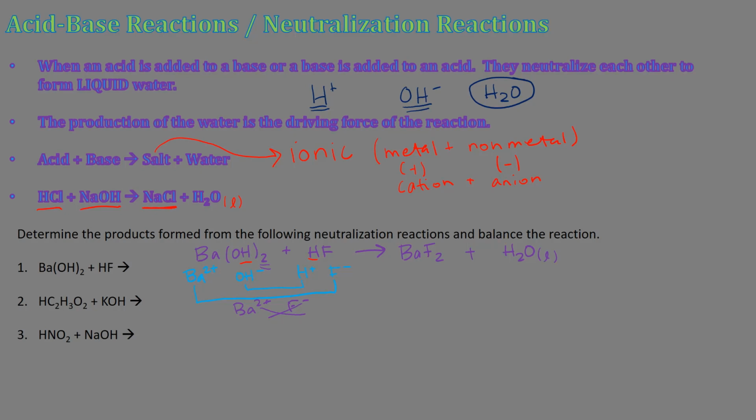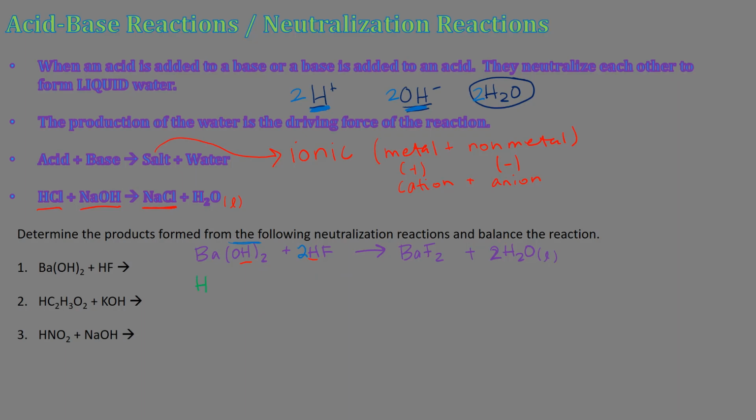Now I can go back and balance this reaction. I've got 2 fluorides right here, so I need 2 of these. Now I have 2 hydrogen, and I also have the 2 hydroxide right here. This and this make 1 water, so if I had 2 of these and 2 of these, that would make 2 waters. So I'm going to need 2 waters over here. Now this reaction is balanced. Okay, let's do the next one.